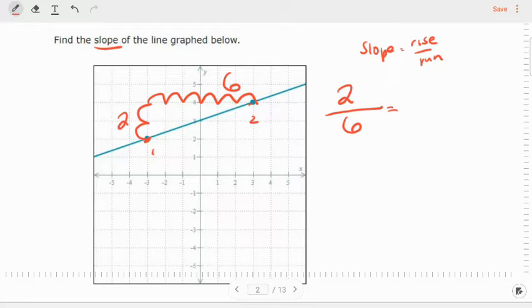Now remember, I always simplify slope. I reduce it. 6 and 2 are both divisible by 2, so in order to reduce, we divide them both by 2, and I end up with 1 over 3.